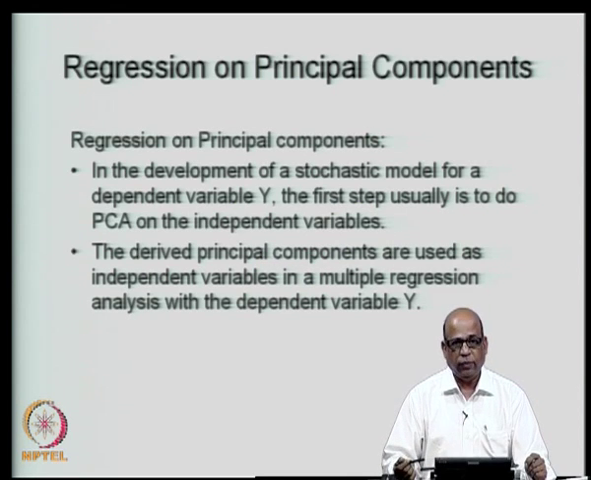So, essentially regression on principal components is necessary because we want to develop a stochastic model on the dependent variable using all these independent variables. And to the derived principal components, as we derive from the first set, we do the principal component analysis on the independent variables, and these principal components are used as independent variables in the regression. So, that is what we call regression on principal components.